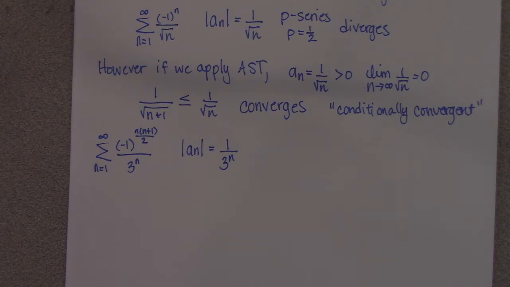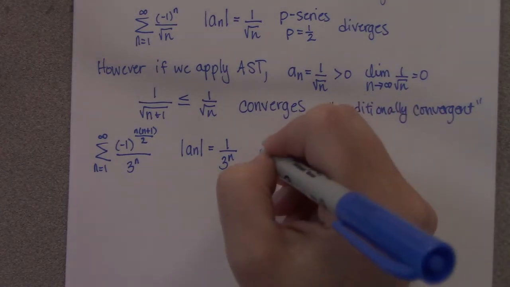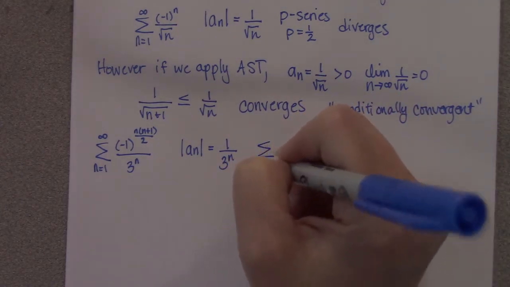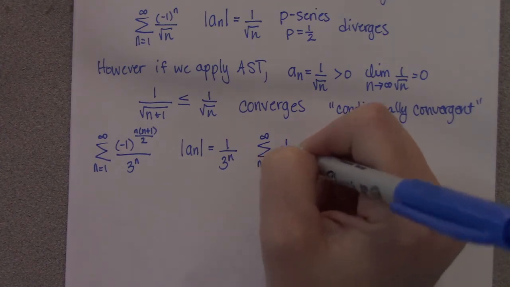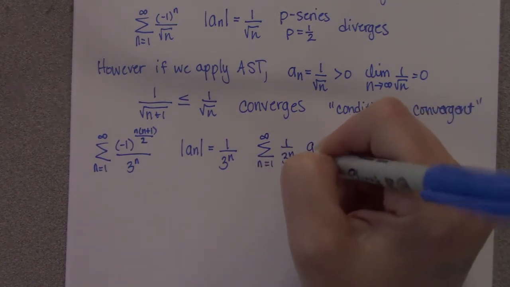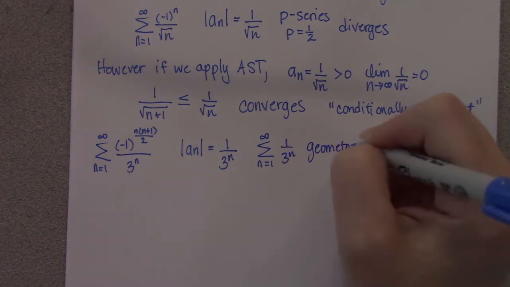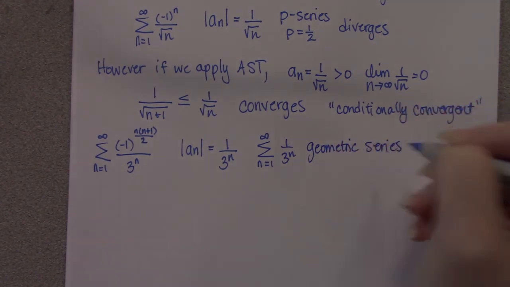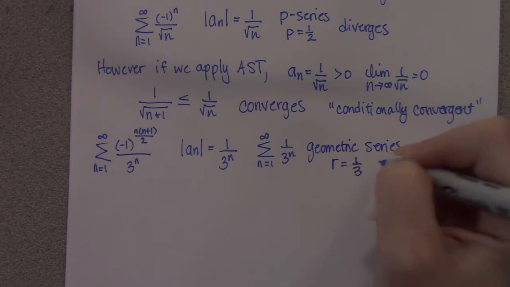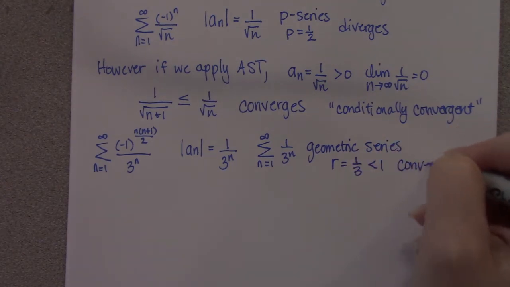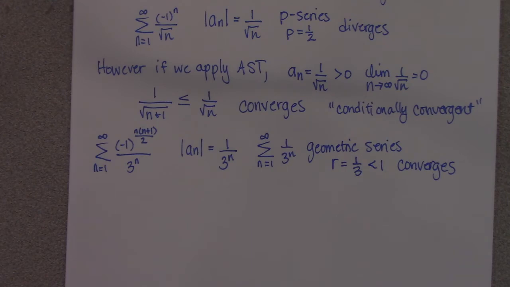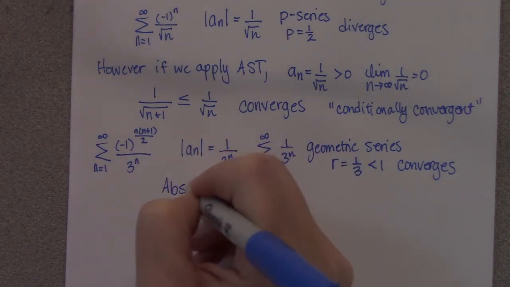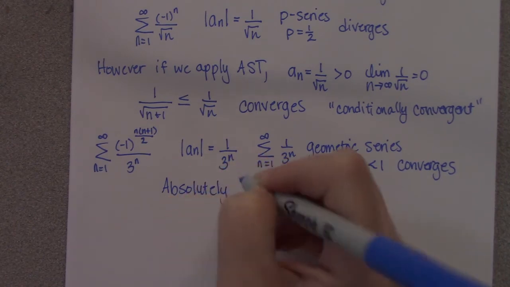And that is a form of the geometric series, right? So the series from 1 to infinity of 1 over 3 to the n, that's a geometric series where our r value is 1/3. And since that's less than 1, this converges. So since the absolute value converged, we know the alternating version will also converge. So this series is absolutely convergent.